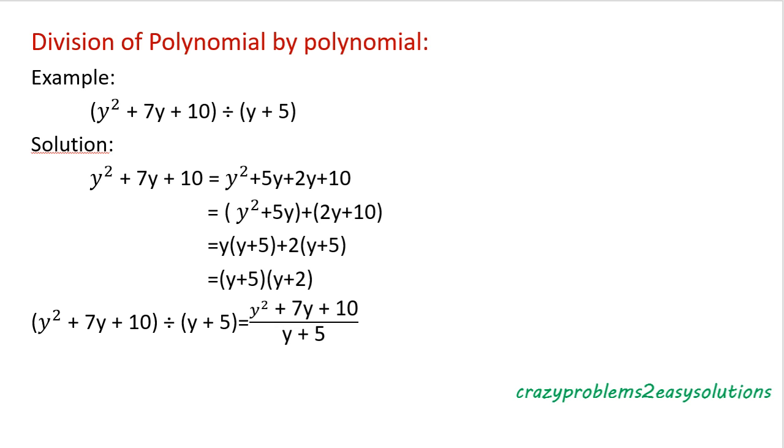So first of all, y square plus 7y plus 10 we have to factorize. We know about the factorization; we already made one video for the factors also. So look at the sum of the terms. The sum is the middle term, which is 7y, and then you have to look at the product of the terms. The product of the terms is 10.